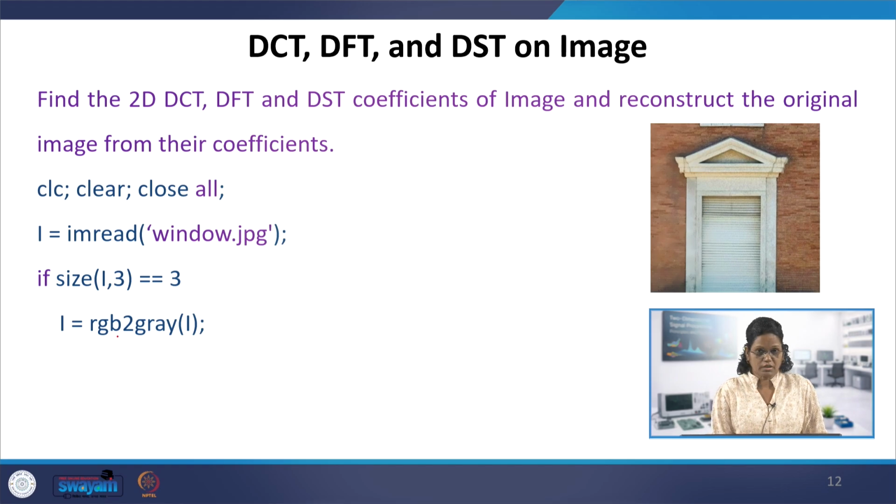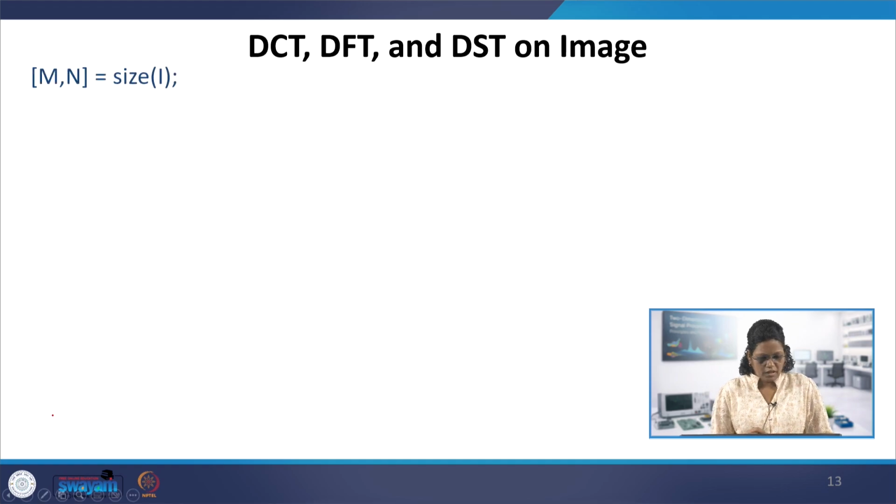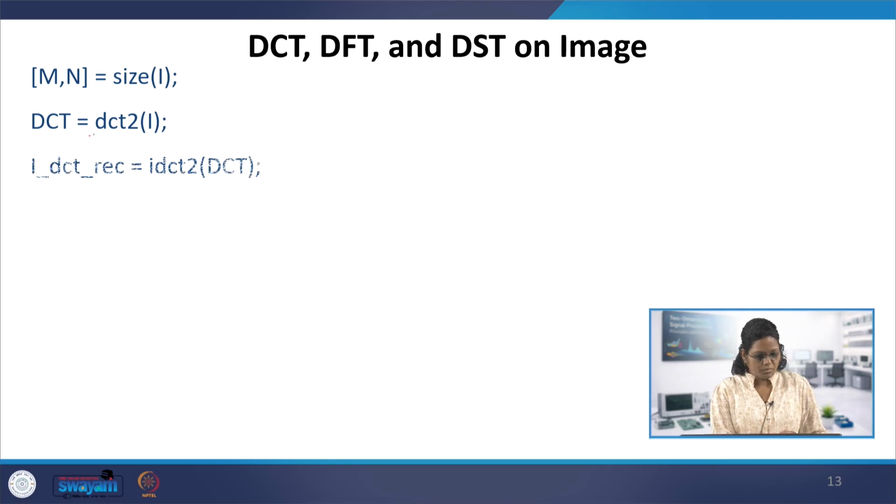So for processing here, this is RGB to gray. It's a built-in function which is applied on the image. imread is reading the window.jpg image and getting this. For that, im2double values are fixed here. After that you fix the size of this image. So apply the DCT2 to get the DCT coefficients of that image, and IDCT2.